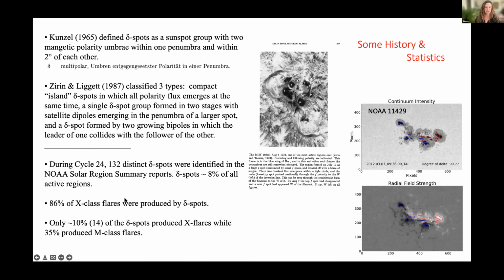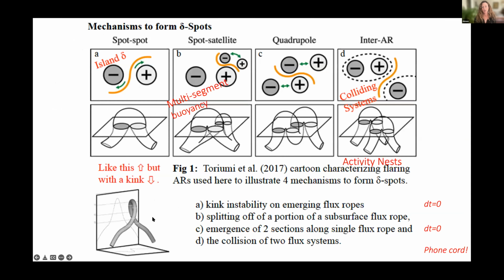And only 10% of the delta spots produced those X-class flares. So 14 delta spots produced those, and 35% of the delta spots produced M-class flares. So Toriumi and co-authors have been working on this topic and took the Zirin and Liggett classification further, creating these cartoons, which they called spot-spot, spot-satellite, quadruple, and interacting active regions.